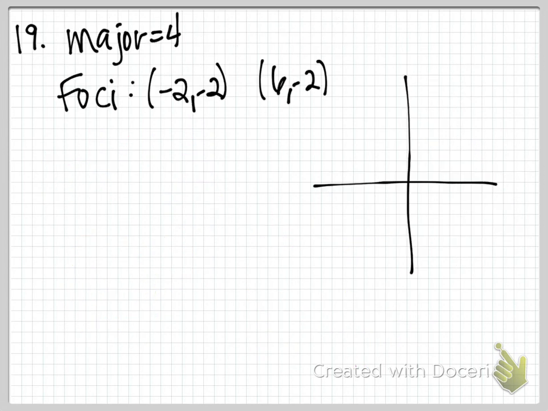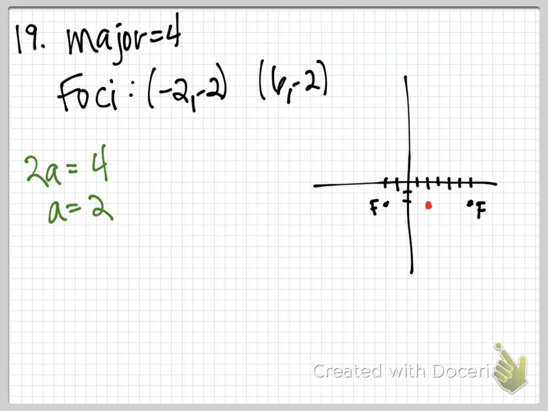Okay, so we have number 19. The major axis length is 4. Just like with ellipses, that means that 2a equals 4, so a equals 2. I'm going to go ahead and graph my focus points. So I have the point -2, -2. And I have the point 6, -2. So that tells me that this is horizontal, and it also helps me find my center. So my center is at the point 2, -2.